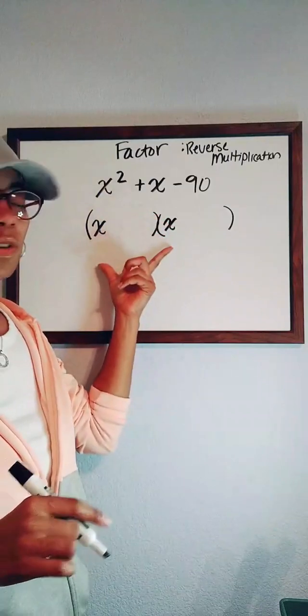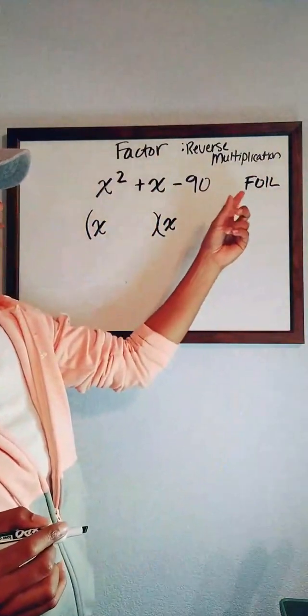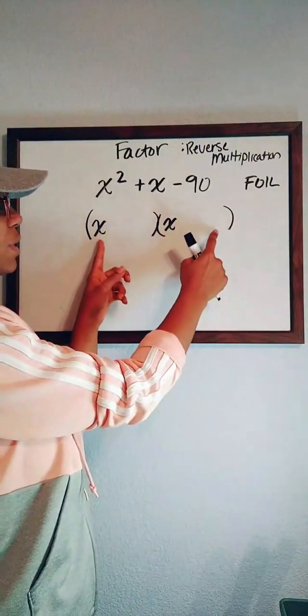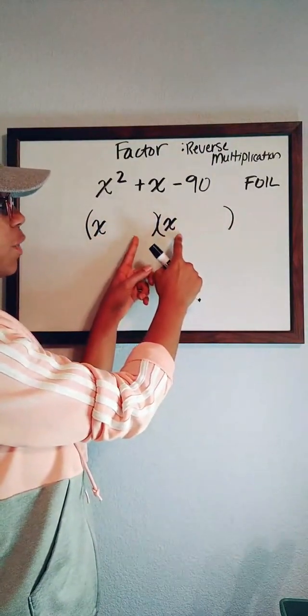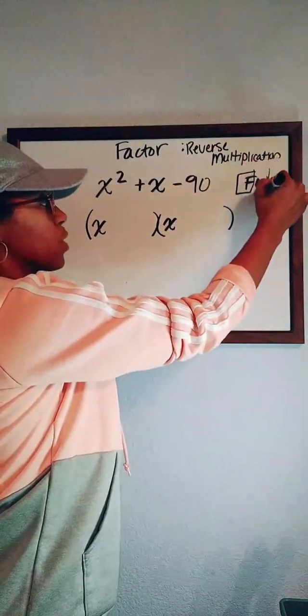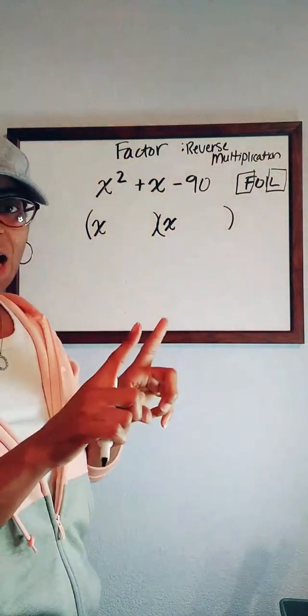So remember, think about FOIL. We are reversing it. What do I multiply first? What did I multiply on the outside? What do I multiply on the inside? And what do I multiply last? What you really want to ask yourself is, what do I multiply first, and what do I multiply last?